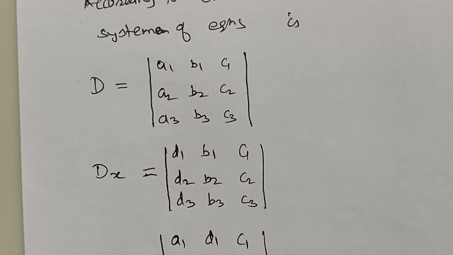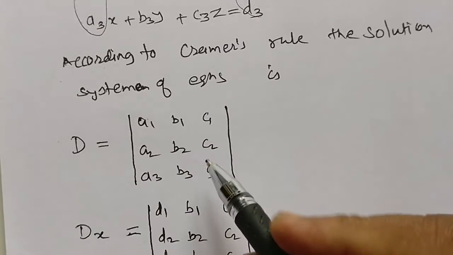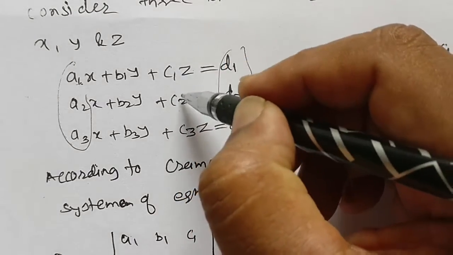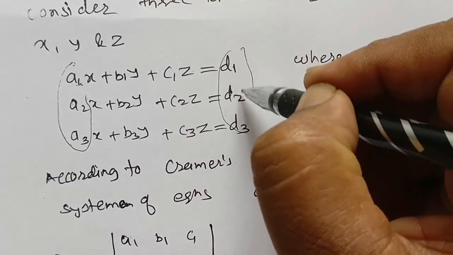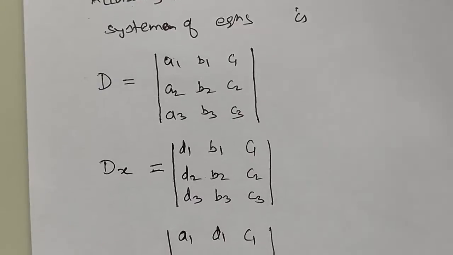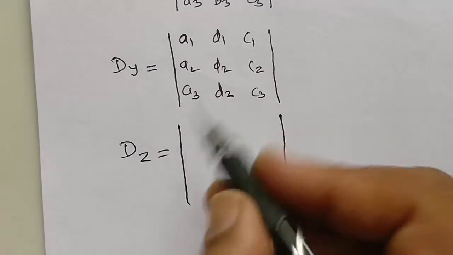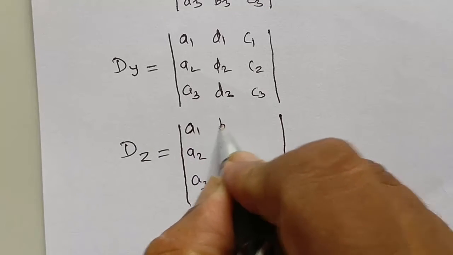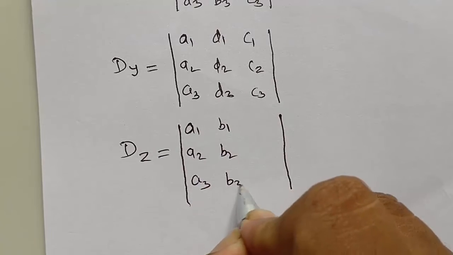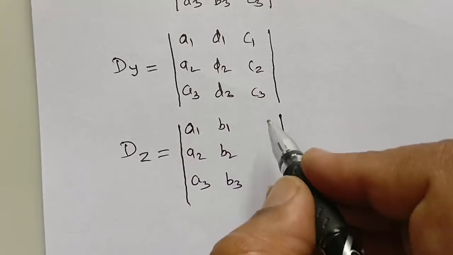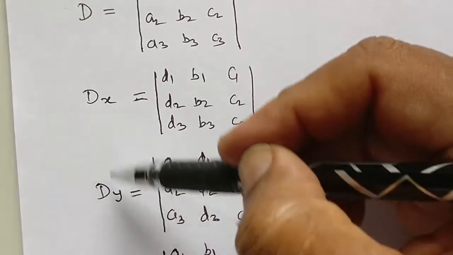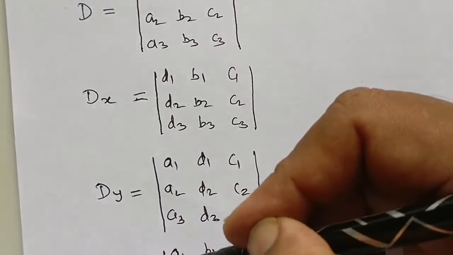Then we obtain another determinant dz. It is obtained from the determinant d by replacing the coefficient of z, that is c1, c2, c3 by d1, d2, d3. So a1, a2, a3, b1, b2, b3 and replacing c1, c2, c3 by d1, d2, d3. In this way we find 4 determinants d, dx, dy, dz.